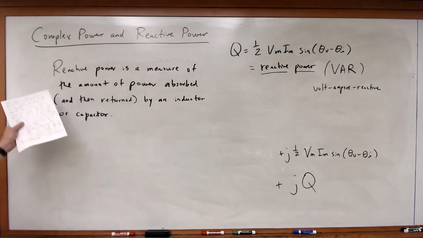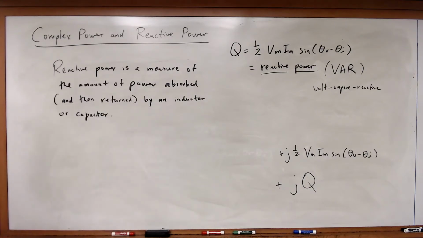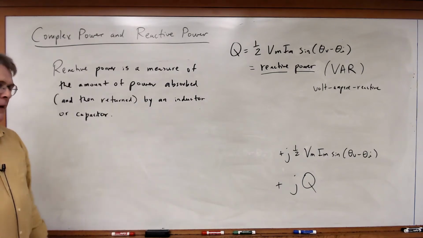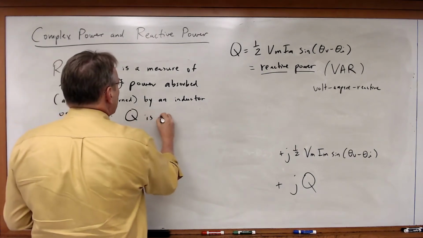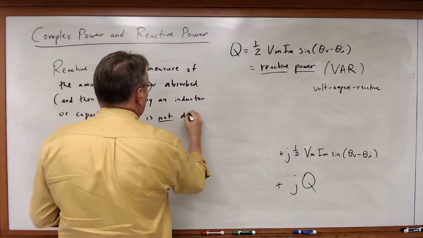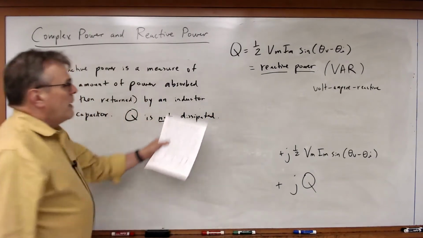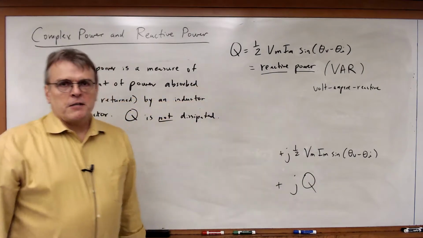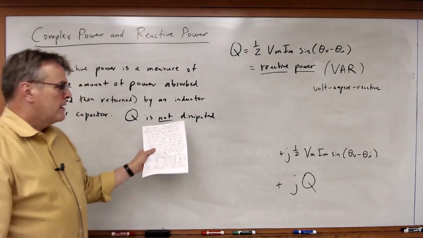So reactive power is a measure of the amount of power absorbed and then returned by an inductor or capacitor when it's in a circuit. Q is not dissipated. And that's why we have the different units. Average or real power, P, is dissipated. This is not.